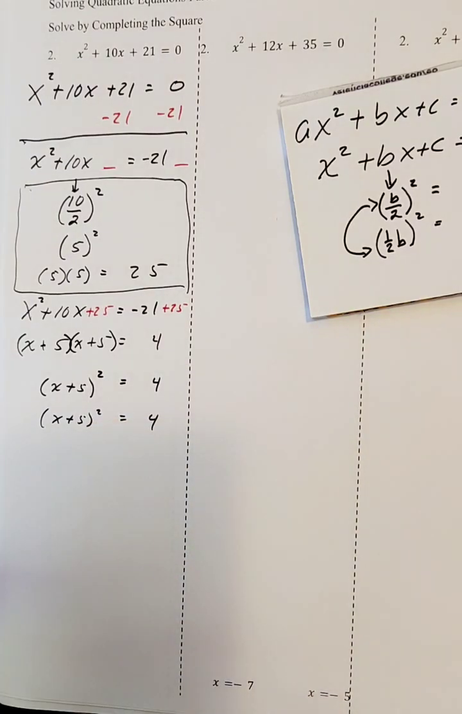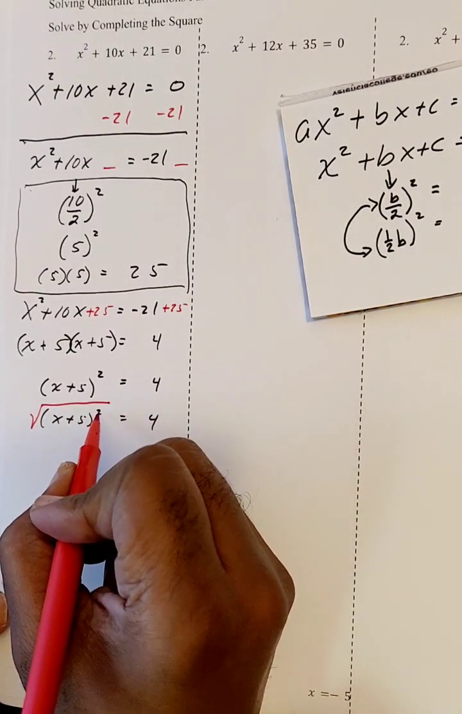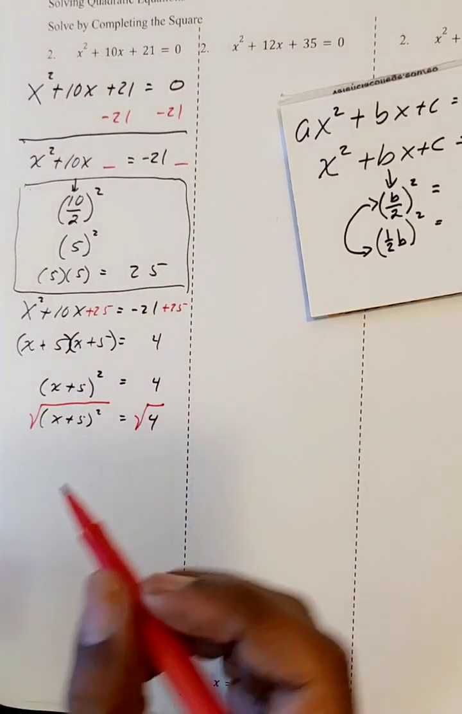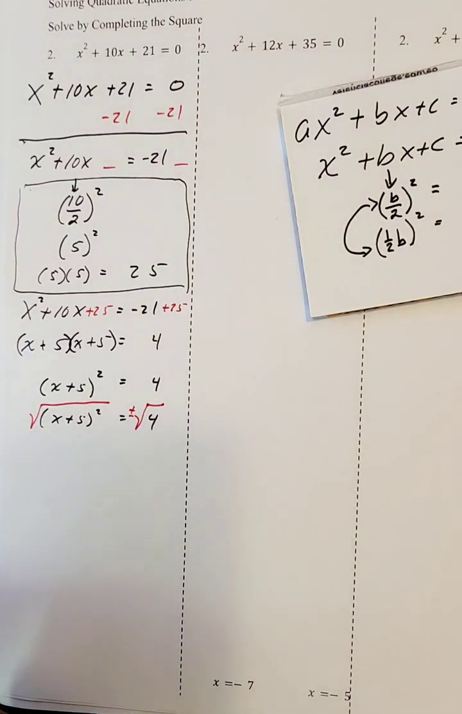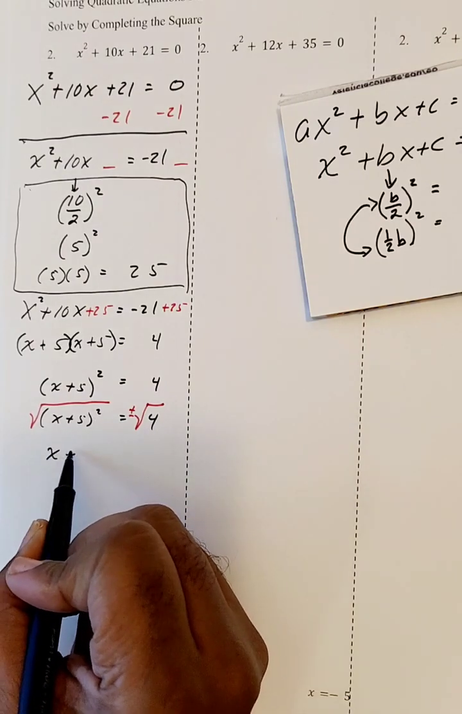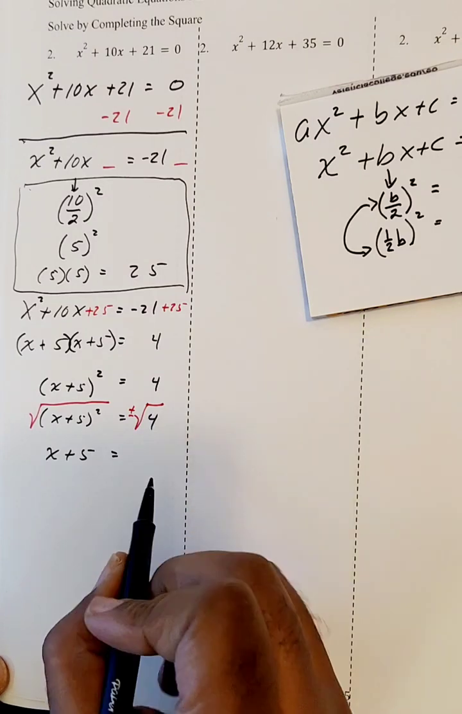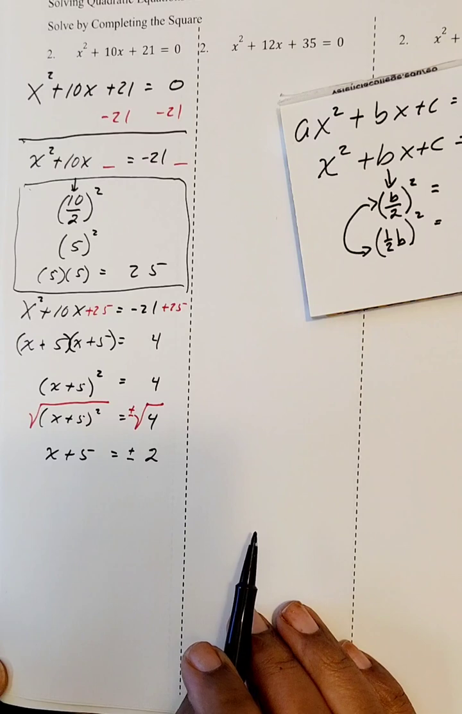To remove the square, we need the square root. So the square root will remove the square, but whatever you do on one side, you'll do on the other. And we'll need plus and minus since we're taking square roots of both sides of the equation. Okay, so this will remove the square and give us just the x plus 5. The square root of 4 will be a 2 with a plus and minus in front.